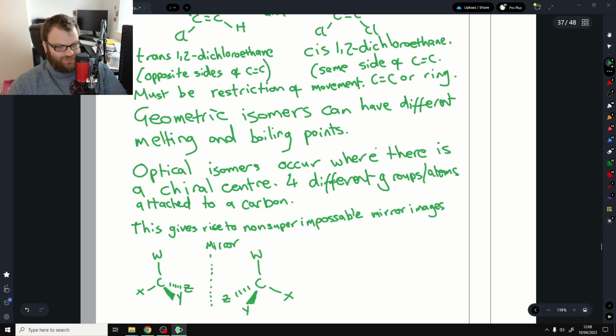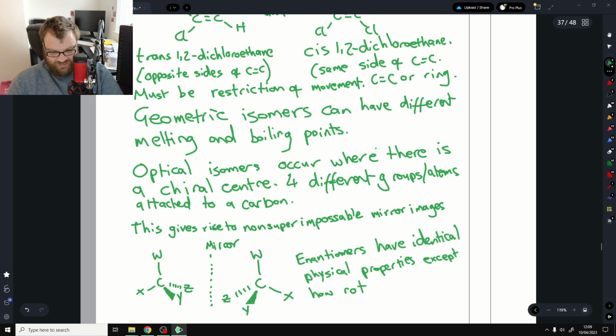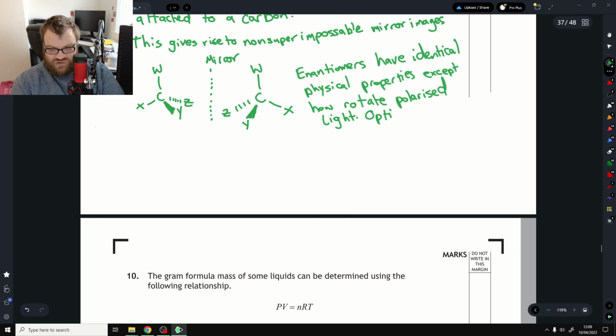It's non-superimposable mirror images. The other thing would be physical properties would be the same. It's only how they deal with polarized light. So enantiomers is another word we can talk about, the 2 different versions of it. They have identical physical properties, except how they rotate polarized light, also described as being optically active.